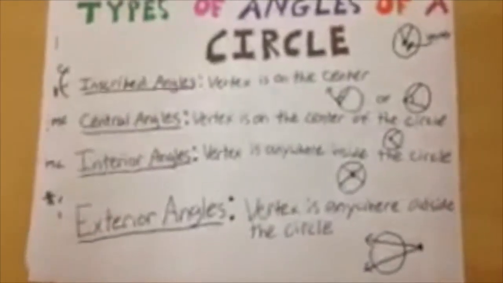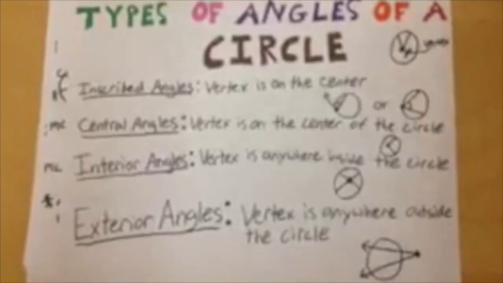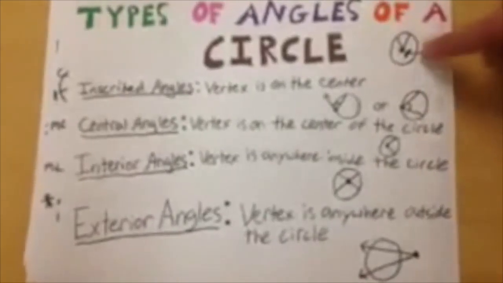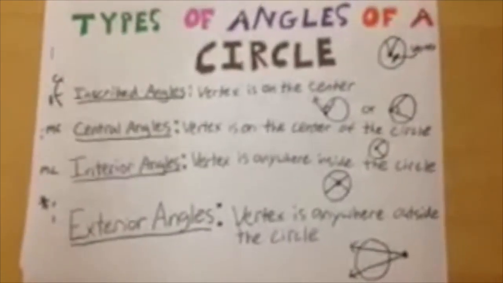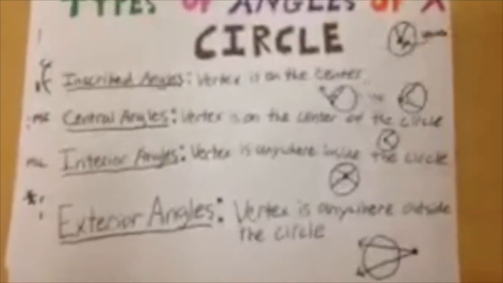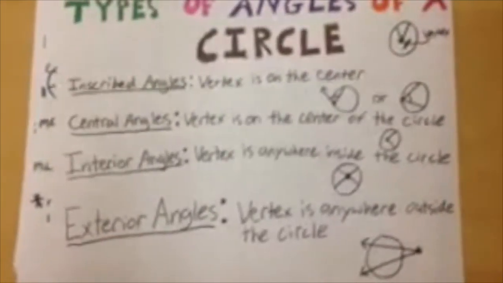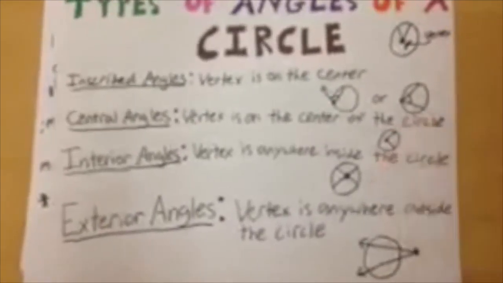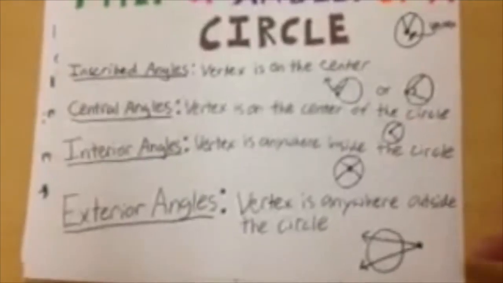Types of angles of a circle. There are inscribed angles, where the vertex is on the circle, like right here. There are central angles, where the vertex is on the center of the circle, like these pictures. There are interior angles, where the vertex is anywhere inside the circle, like right there. And there are exterior angles, where the vertex is anywhere outside the circle, like right there.